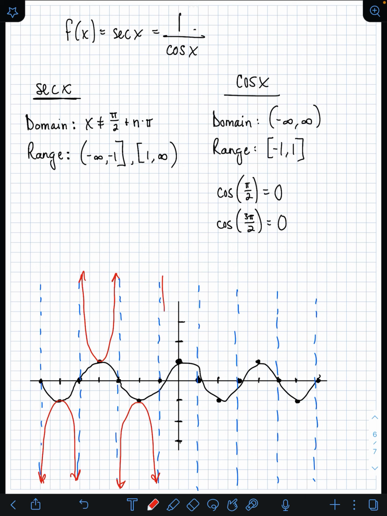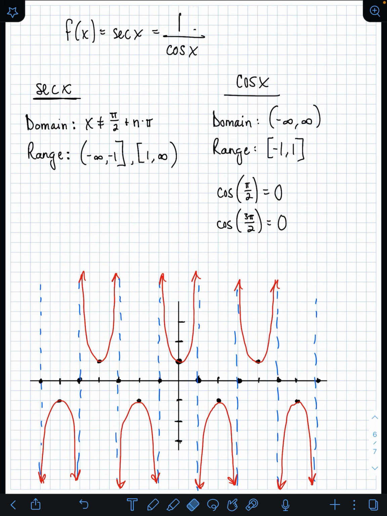So much as sine and cosine have very much the same graph, just slightly offset from each other, secant and cosecant have very much the same graph, just again, slightly offset from each other. And once again, the way to graph this is going to be to graph the cosine function with any of its transformations, and then from there draw in the secant, the parabolic style shapes of the secant function.